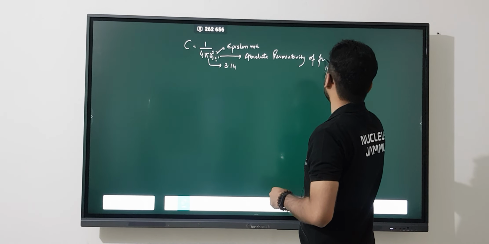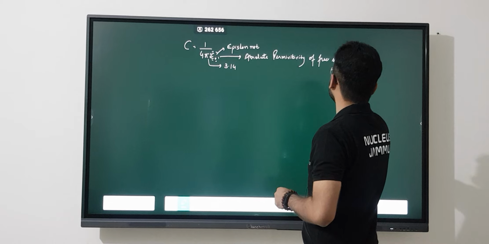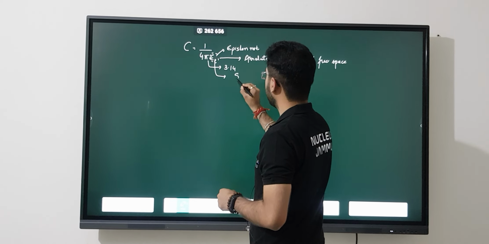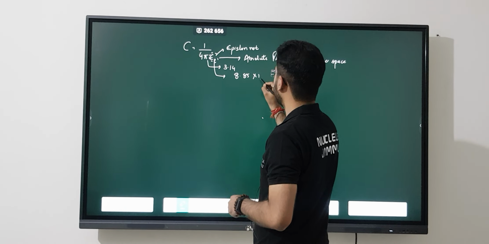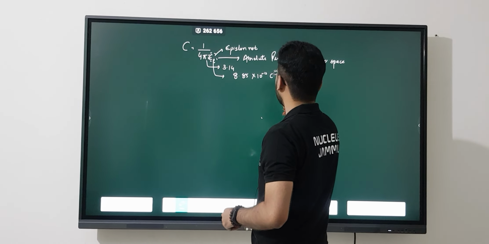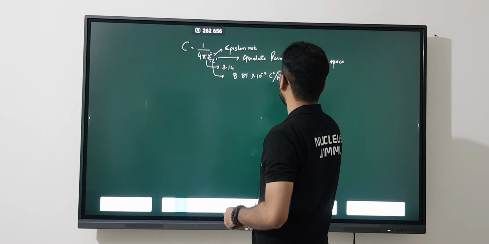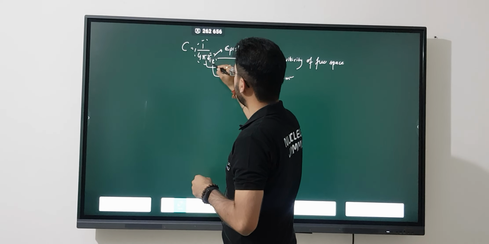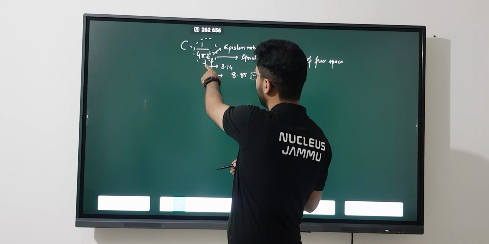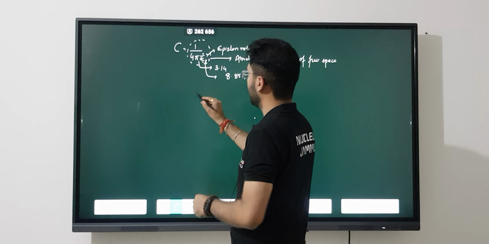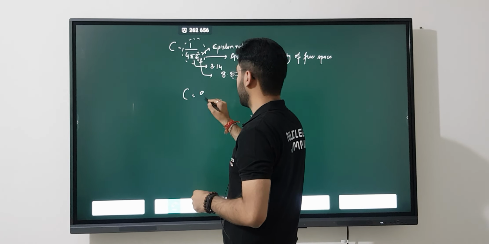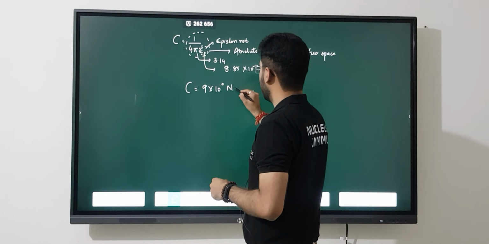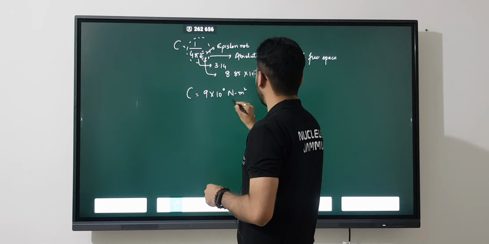The value of this epsilon naught is 8.85 into 10 raised to power minus 12 Coulomb square upon Newton meter square. Now, when you solve this whole value by putting the pi value and epsilon naught value, you will get the value of C equal to 9 into 10 raised to power 9 Newton meter square upon Coulomb square.